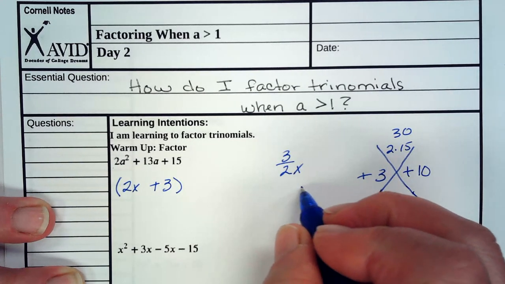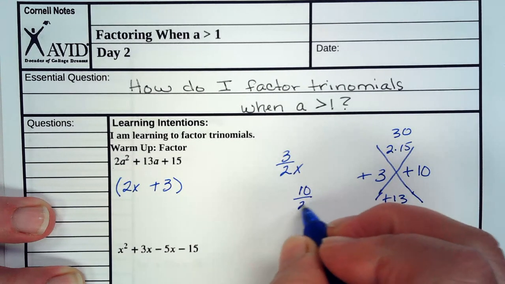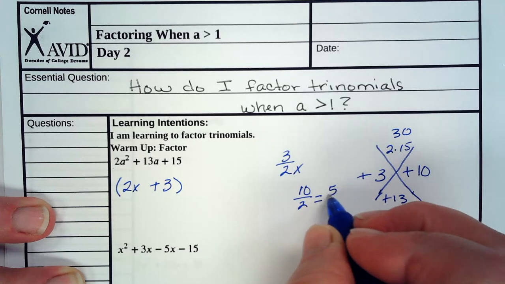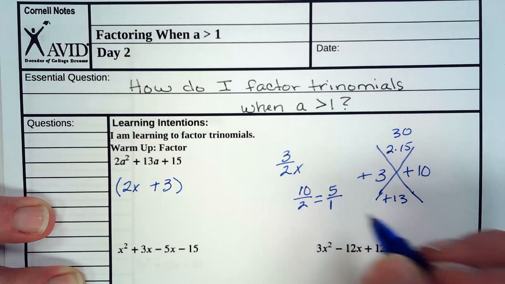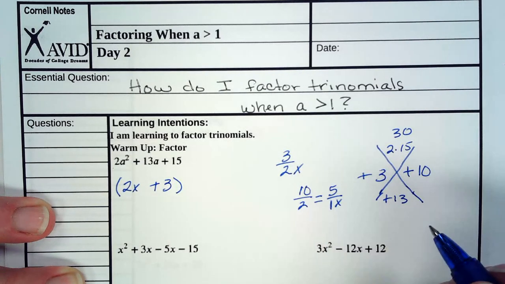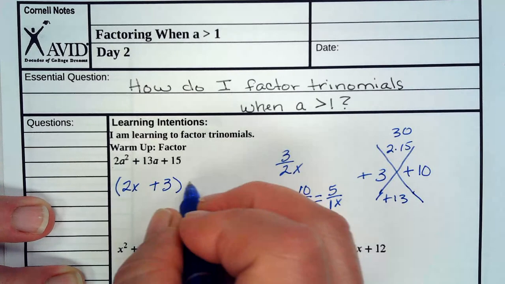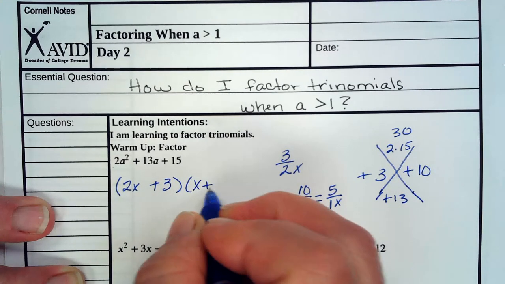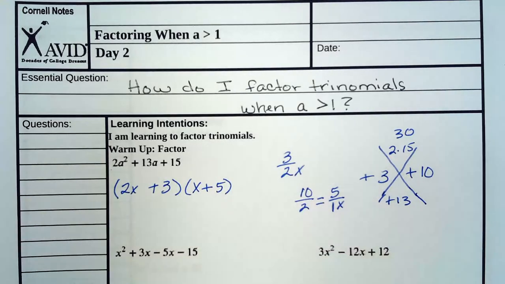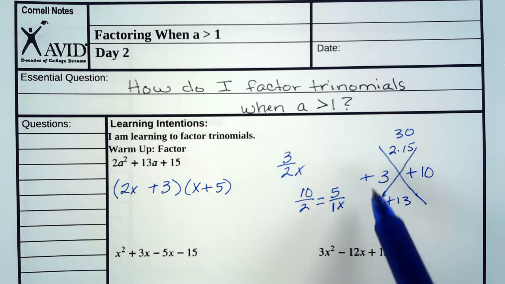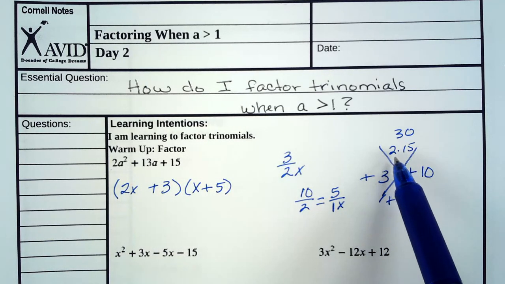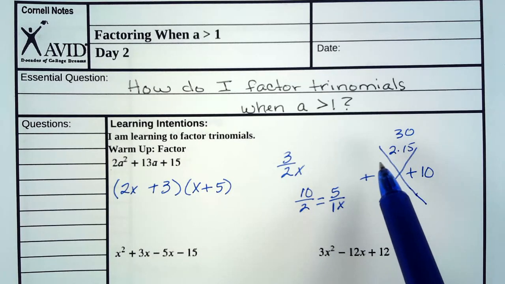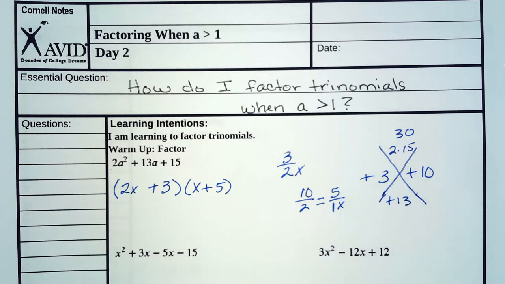I've got 10 divided by 2. That simplifies to 5 over 1. The x stays in the denominator. So this is x plus 5. And you are done. You have factored that. When a is greater than 1, we have to remember we have to multiply first. Then after we multiply, we have to undo that, which means we divide.